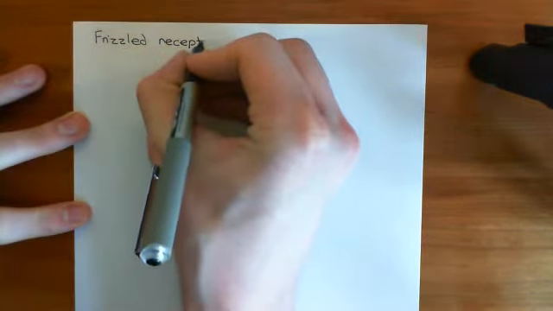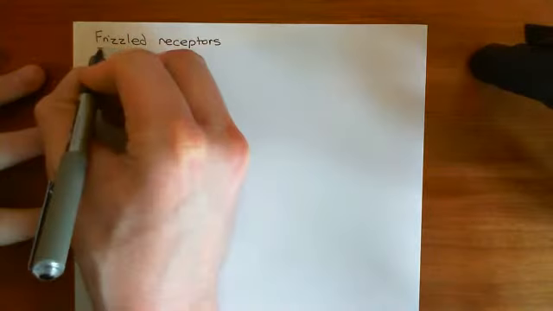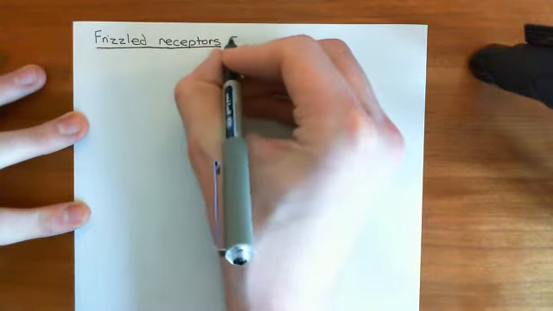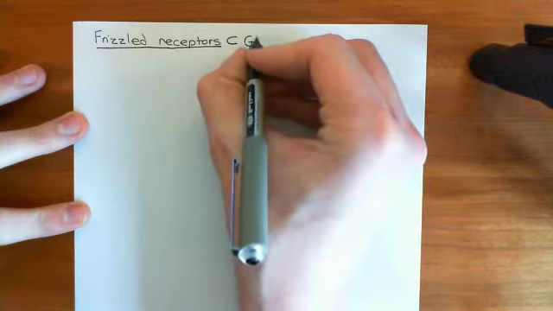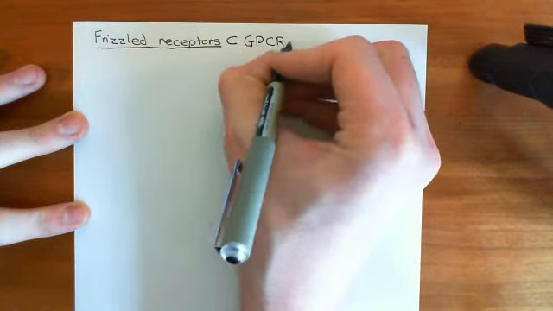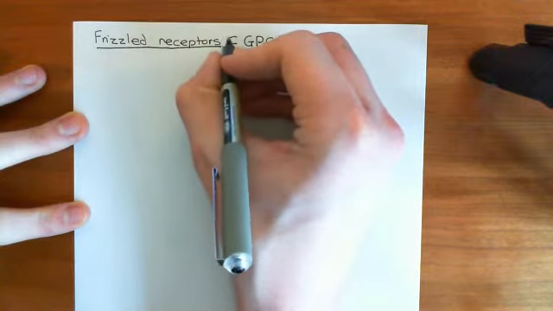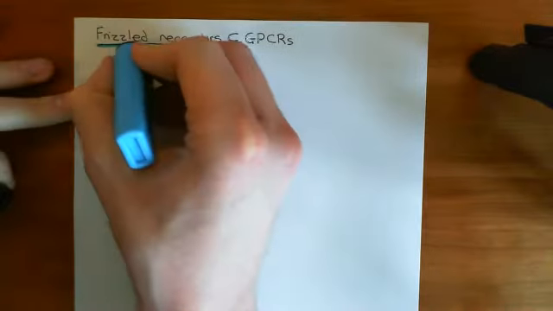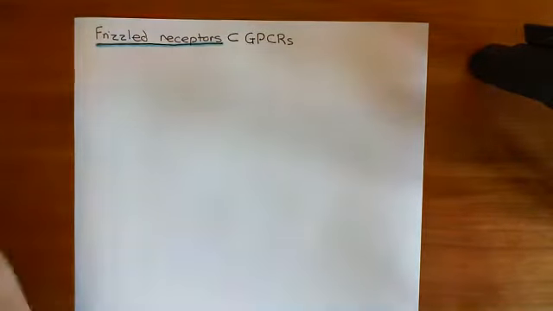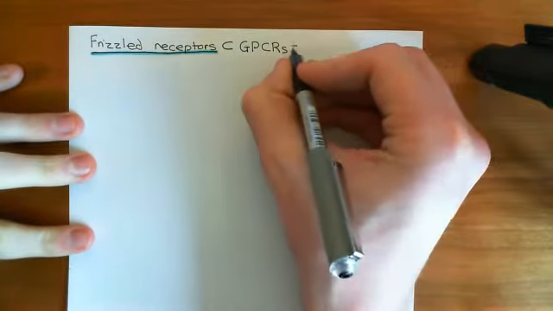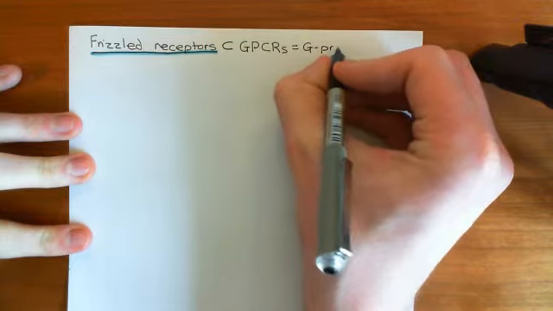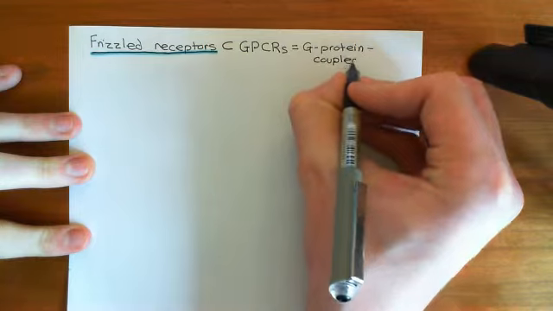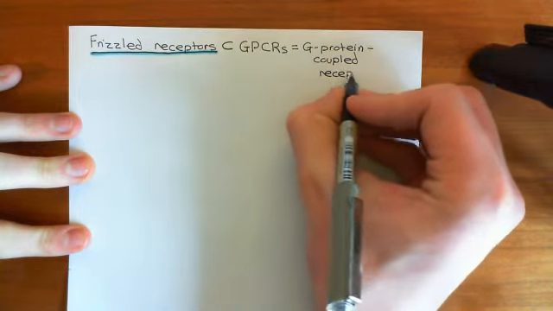Now there is not just one Frizzled receptor, there are multiple Frizzled receptors, and they are all G-protein-coupled receptors. So they are contained within the bigger family of receptors known as the GPCRs. This is a symbol from maths, which means contained within. So the set of all Frizzled receptors is contained within the set of all G-protein-coupled receptors. I should probably write out G-protein-coupled receptors at least once in this video: G-protein, then coupled, that's the C, and then the R is for receptors.